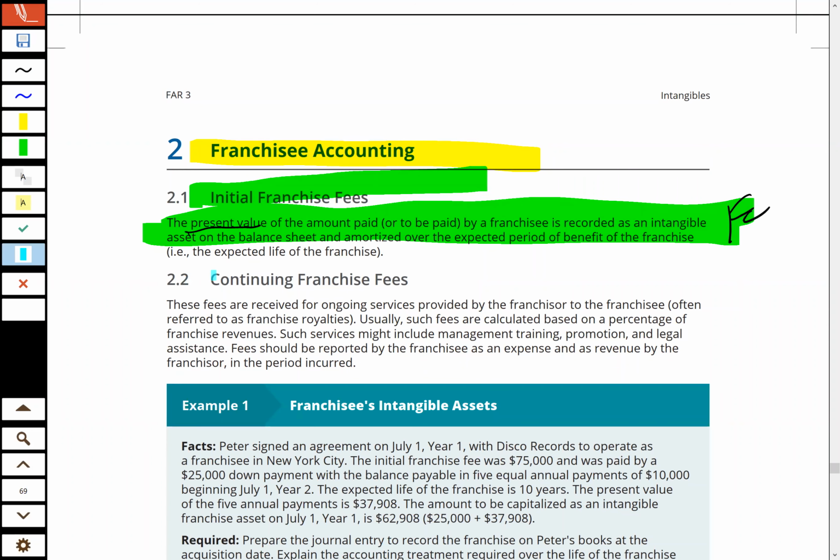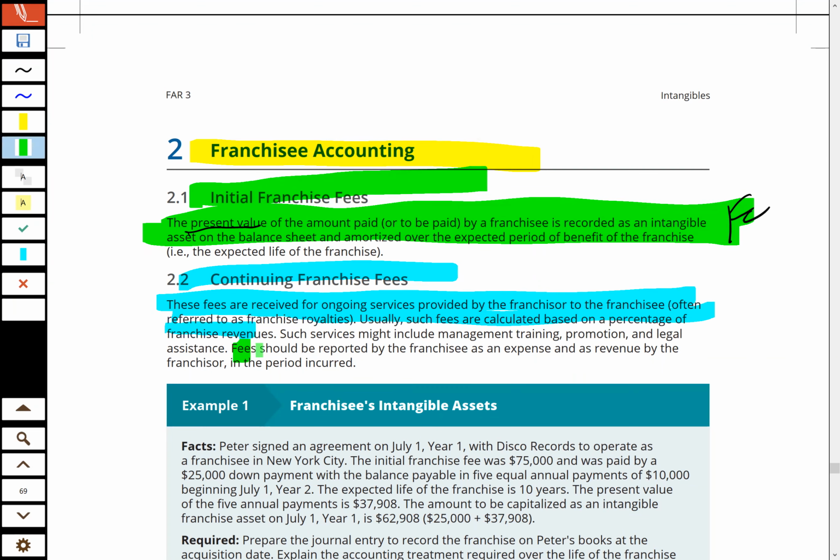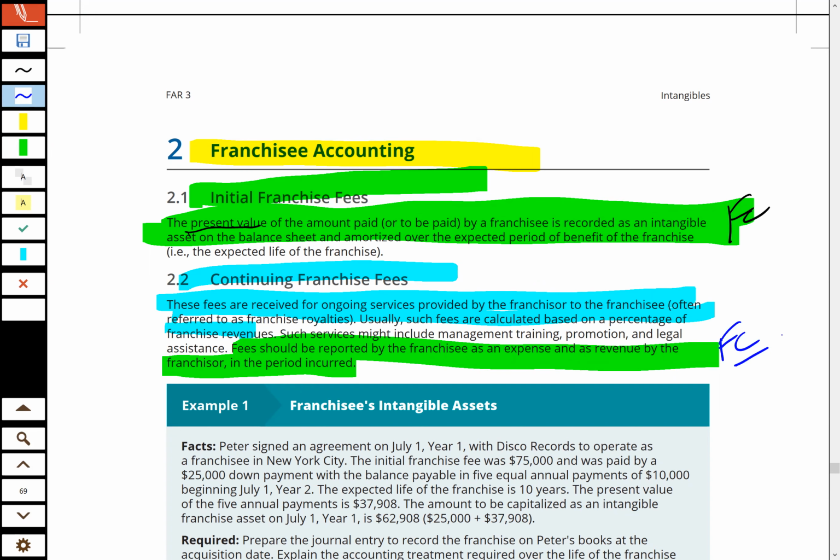But then we have continuing franchise fees. And these are fees that are received for ongoing services provided by the franchisor to the franchisee. Usually such fees are based on a percentage of revenue, and these fees, flashcards, should be reported by the franchisee as an expense in the period incurred. So if I say, I'm going to charge you 5% of your revenue for training you on the milkshake machine, then that's going to be an expense each period that you have to pay me that 5% of that revenue.